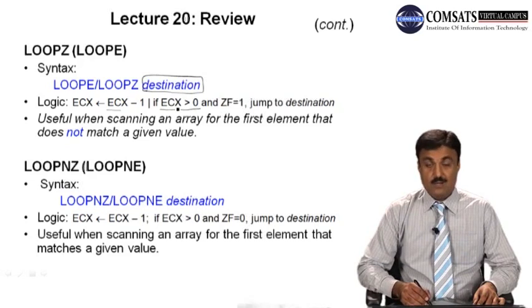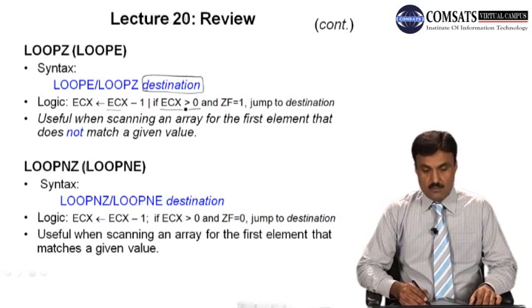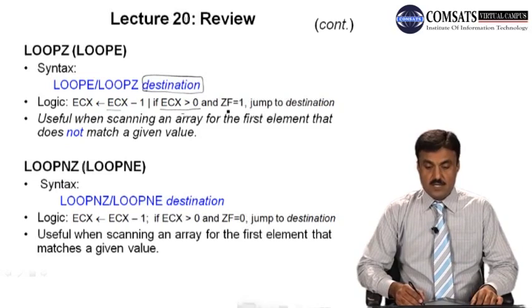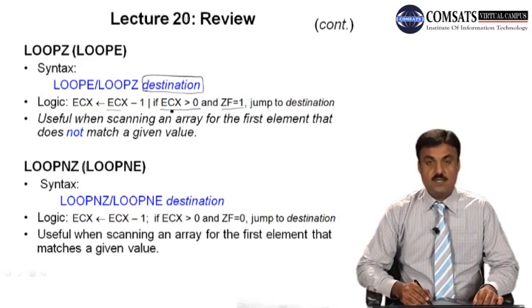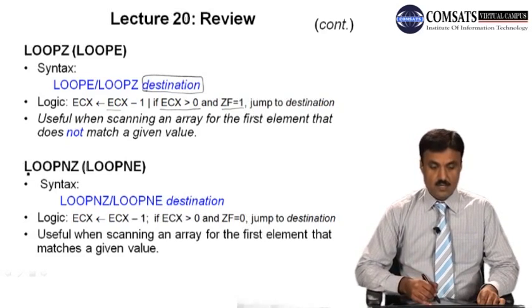If ECX is greater than 0 in the LOOP instruction, then the jump will happen to the destination. However, in LOOPE and LOOPZ, this condition is also checked, whether the zero flag is equal to 1 or not. So there are two conditions that must be met to jump to the label. The first condition is that ECX is greater than 0 and the zero flag is equal to 1. These types of instructions are useful when we are scanning an array for the first element that does not match a given value. If it doesn't match, we can continue this loop.